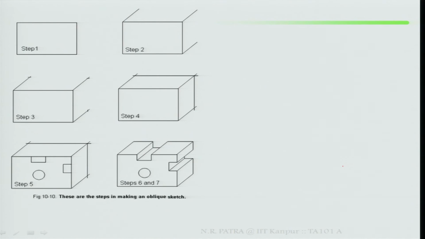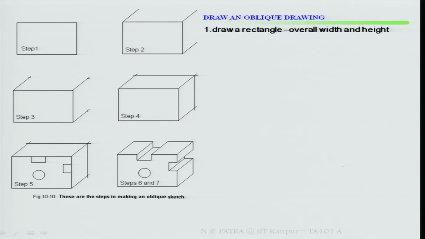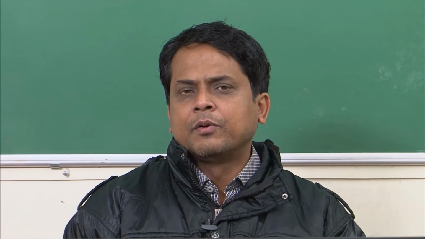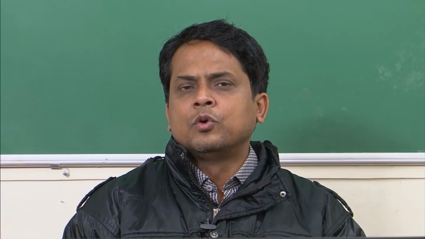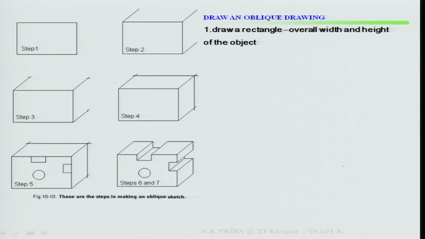There are different steps: step 1, step 2, step 3, step 4, step 5, step 6 and 7. We will explain. What is your step 1? Drawing an oblique drawing: draw a rectangle of overall width and height of the object. Why am I looking at width and height? Width and height are particularly the front face and they are perpendicular to each other, so that the front face gives your true shape. First, draw a rectangle of overall width and height.